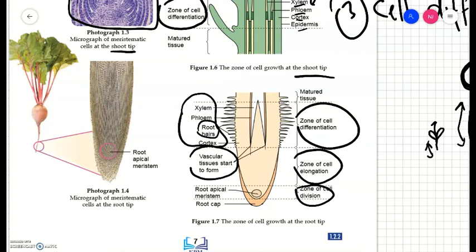Okay, baik. Now we are going to go through them one by one. What happens during the zone of cell division? What happens at the zone of elongation? And what happens during cell differentiation?